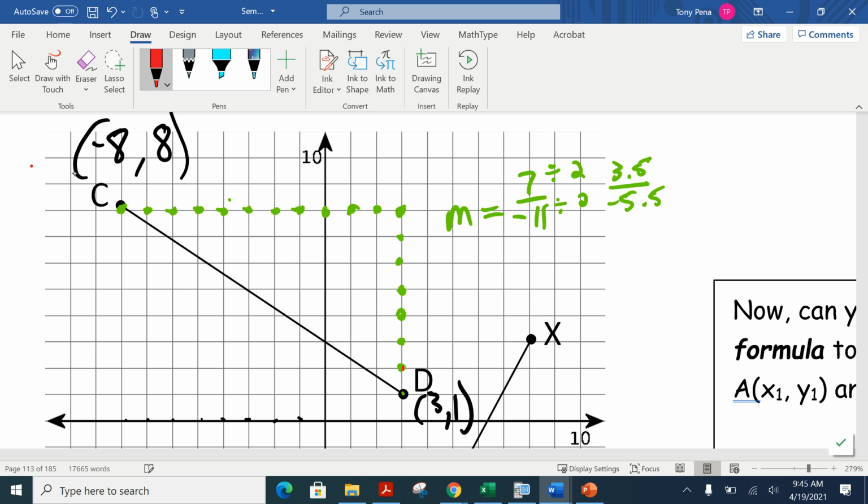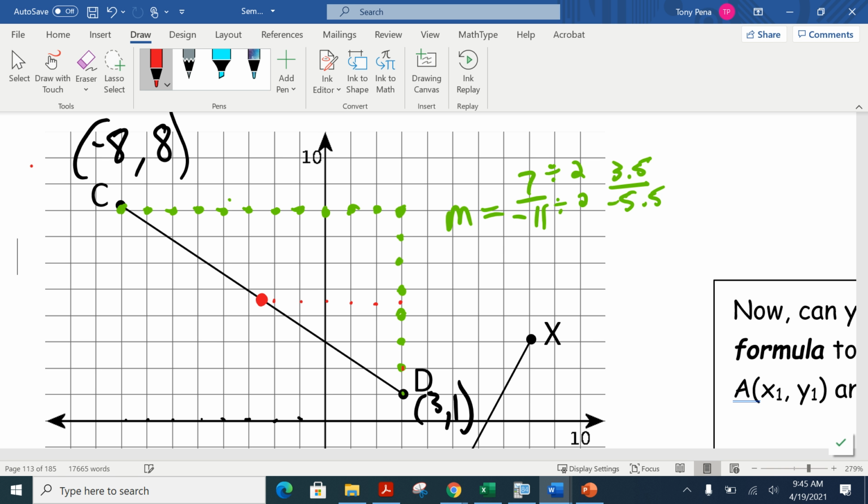So 1, 2, 3.5. 1, 2, 3, 4. 5.5. So I get right here. Pretty good, right? Good. I got good eyes. But I would still be guessing. It could still be any decimal in there. This is our midpoint, but now I need to figure out a way to identify what that is.